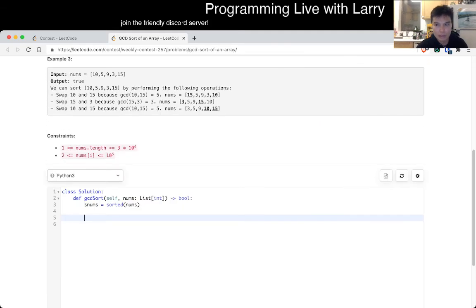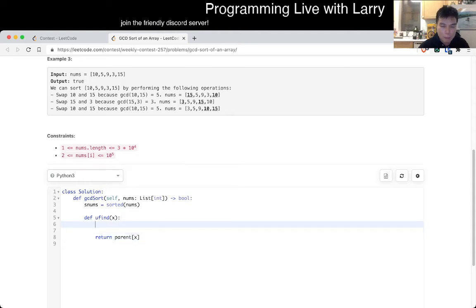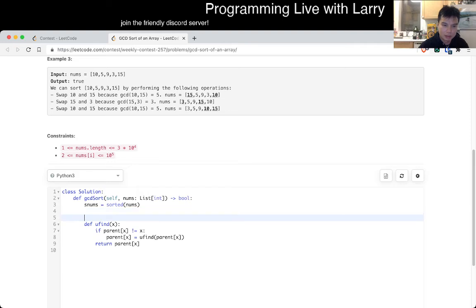And then now we factor every number, and okay, so then union find. Okay, union find. How do I do union find? Union find of x: if parent of x is not equal to x, parent of x is equal to find parent of x, and return parent of x. And then here we just have parent is equal to this thing.